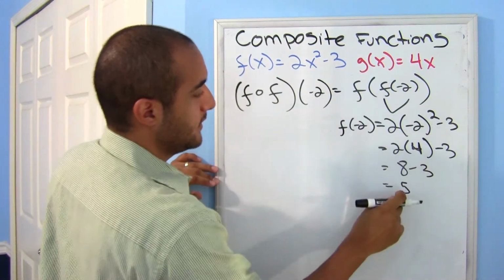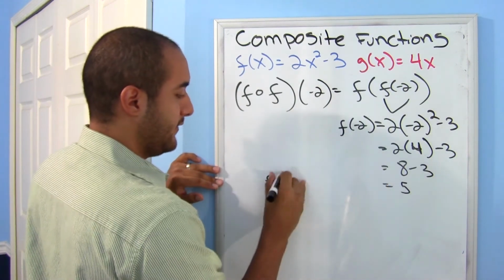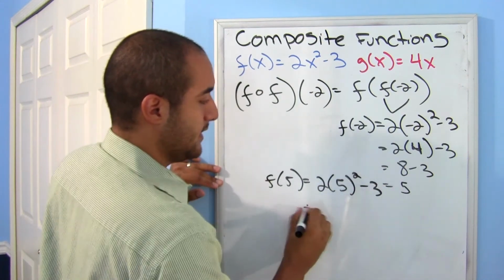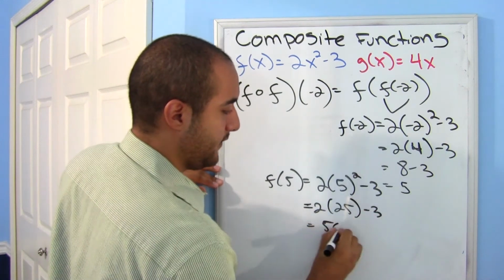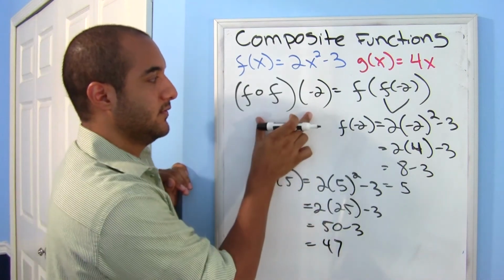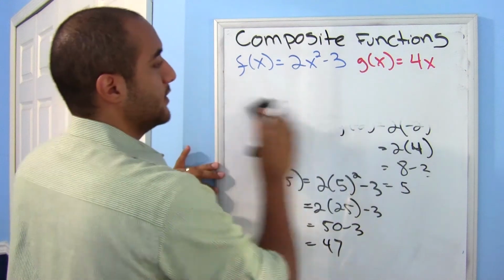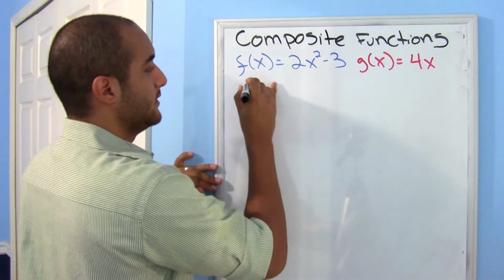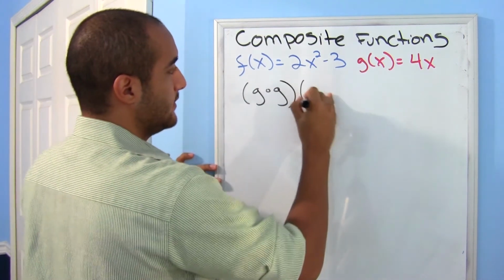Now we just put this answer inside f again. So I put a 5 in here. I want to find out f of 5. And that's 2 times 5 squared minus 3, 2 times 25 minus 3, 50 minus 3, and 47. So here my final answer is 47. Now that you know that you can compose functions of the same function, our last one is going to be g composed of g when x is negative 1.